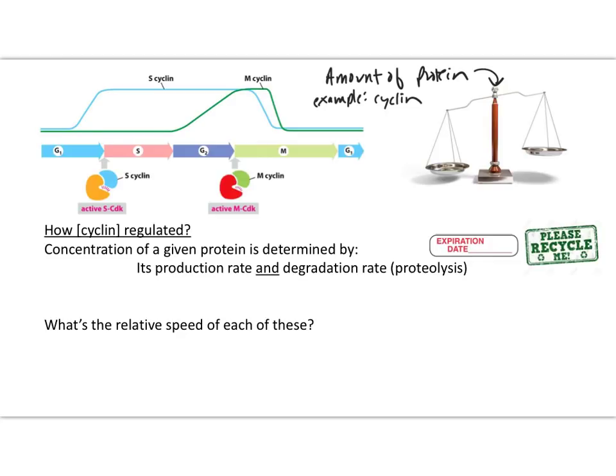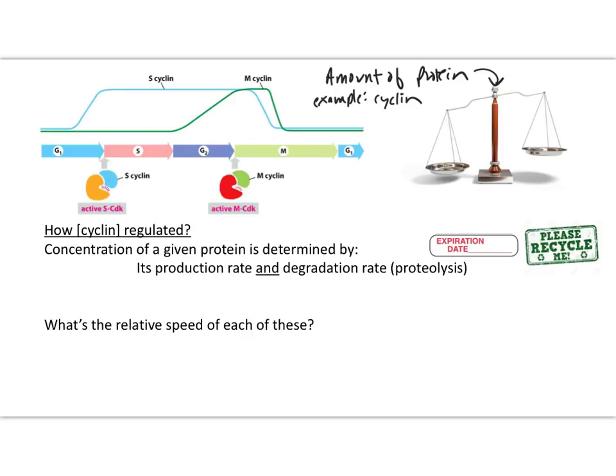Because these are general processes, this can actually be applied to any protein in the cell, and it can also be applied to any cyclin in the cell. We've seen before how important the amount of cyclin is to determine where the cell is in the cell cycle. As a reminder, here we're looking at the concentration of S-cyclin through the cell cycle, and then we also see the concentration of M-cyclin through the cell cycle.